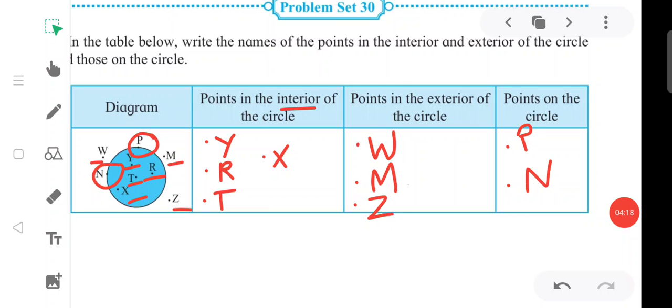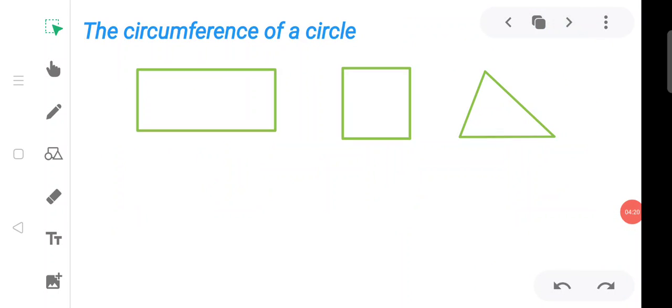Now, let's see the next topic. The next topic is the circumference of a circle. You have learned perimeter of a square, perimeter of a rectangle and perimeter of a triangle. So what is a perimeter? Perimeter is the total length.